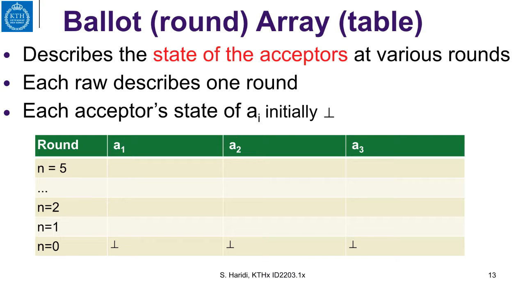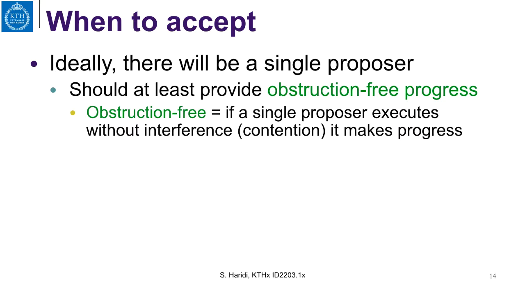So now the issue is when an acceptor accepts a value. In the best case, we have a single proposer. If there is no interference, this proposer should impose its value on the set of acceptors, and we get a decision. So everything will be fine. Our algorithm should work at least in this case, and this is the case that we call obstruction-free progress. You remember we mentioned the notion of obstruction freedom earlier.